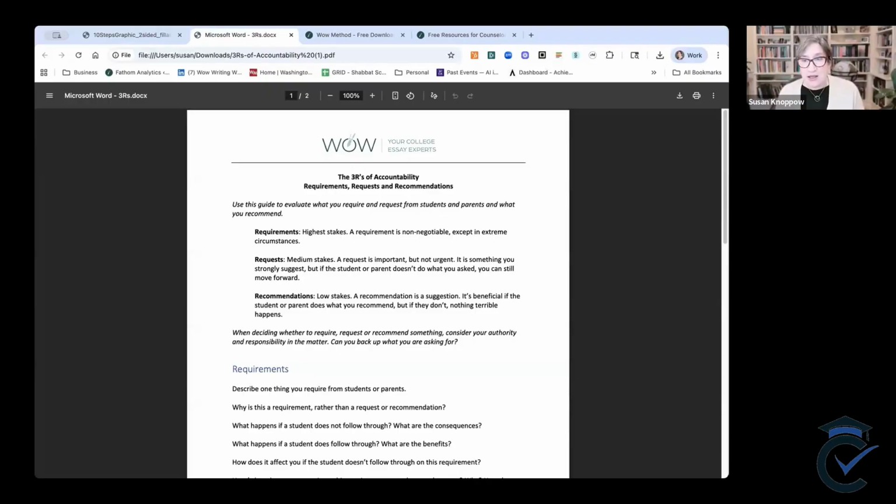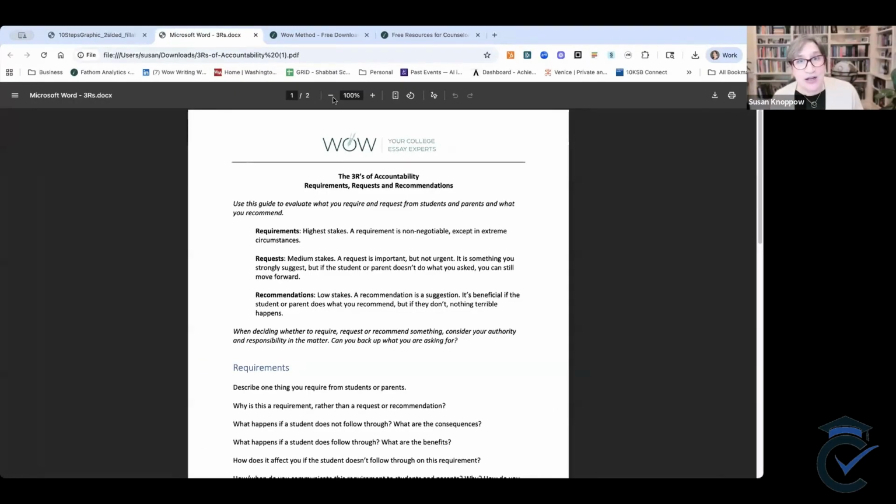And then we move through content, structure, polish in sort of bigger chunks. I'm not going to get into that today. So I want to show you something else, and then I'm going to be quiet for a little while and I want to hear from you. But I want to show you my framework for requirements, requests, and recommendations, because I want to know what you require and what you request and what you recommend, or what you have questions about. Should I require this or not?